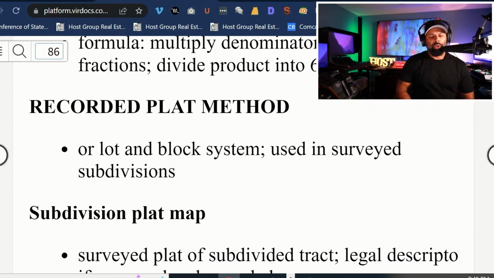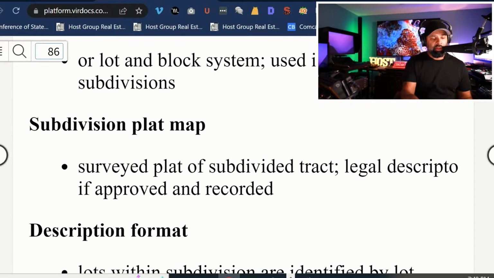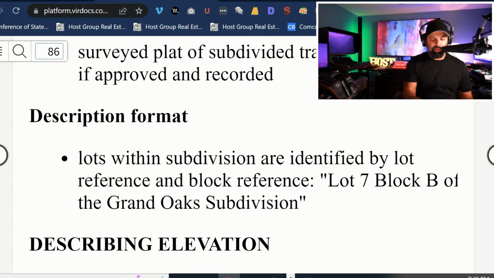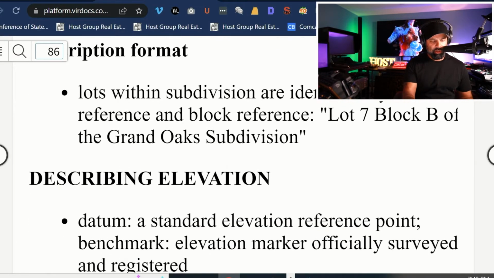Then we get to the recorded plat method, or lots and blocks system, used in surveyed subdivisions. This is the third method. It's also known as the lots and blocks method. The subdivision plat map is a surveyed plat of a subdivided tract, legal descriptions if approved, and then it's recorded, right? In the description format, lots within subdivisions are identified by lot references and block references. So an example would be Lot 7, Block B of the Grand Oaks subdivision.